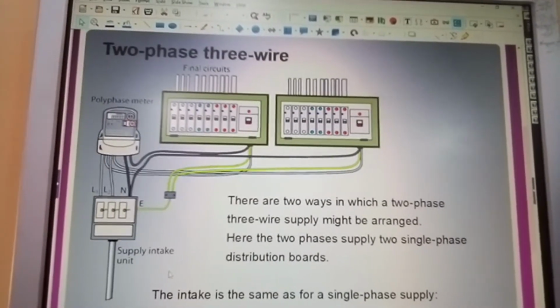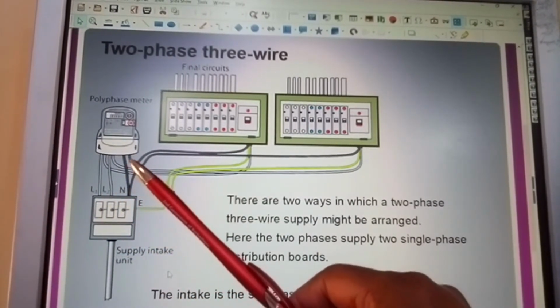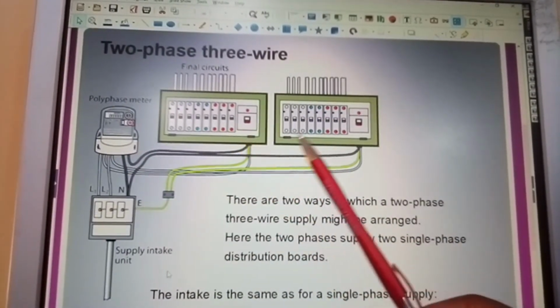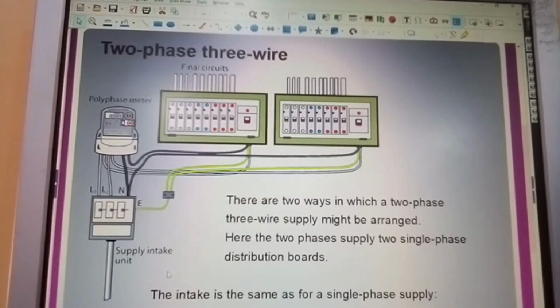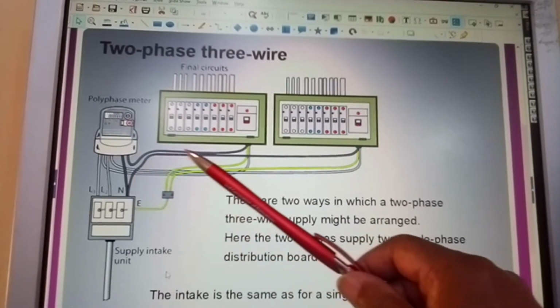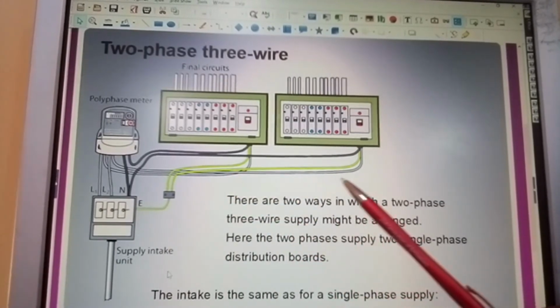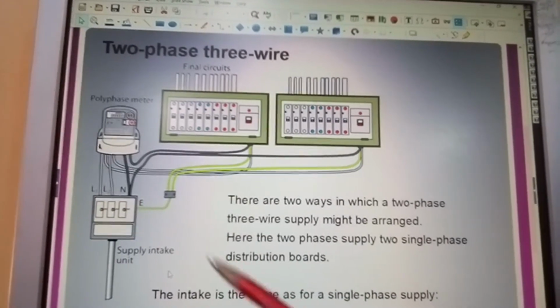And here we have two-phase 3-wire supply, L1, L2, and we're feeding 2 distribution boards here. One goes here, one goes here. And the neutral will feed each of these in turn. Live neutral cables, earthing, and that would be your earthing block.